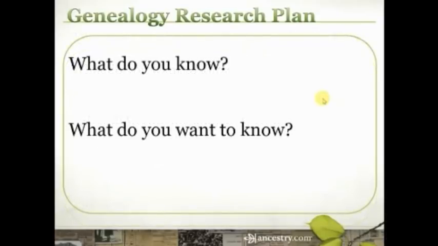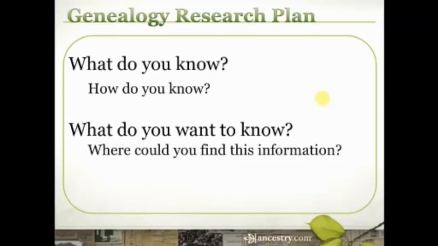But remember, the two main questions, the first one to answer is, what do you know? And the next one is, what do you want to know? And if you can answer those even more specifically, what do you know and how do you know it, so that you can start to sort through fact and fiction and truth and error and all the things that kind of get mixed up sometimes in family history. And then be really specific about what you want to know and start to create a list of where you could find this information.